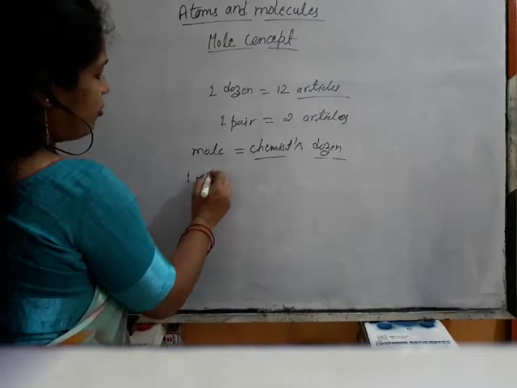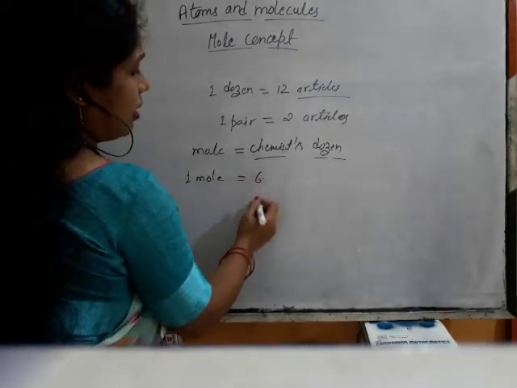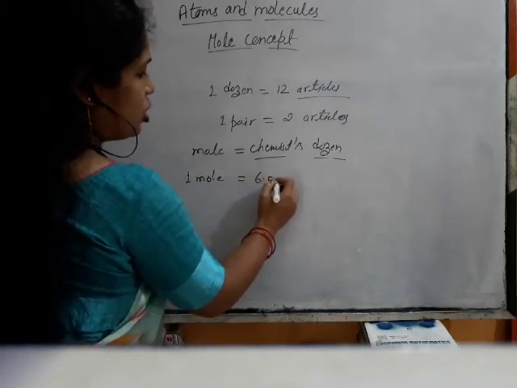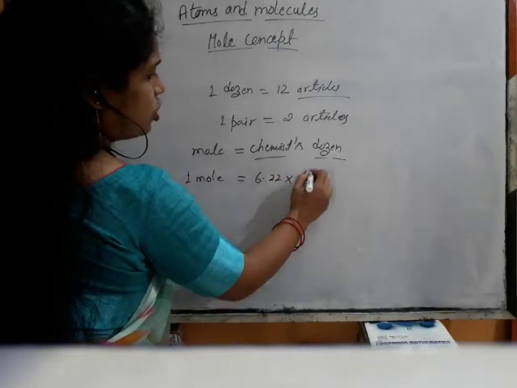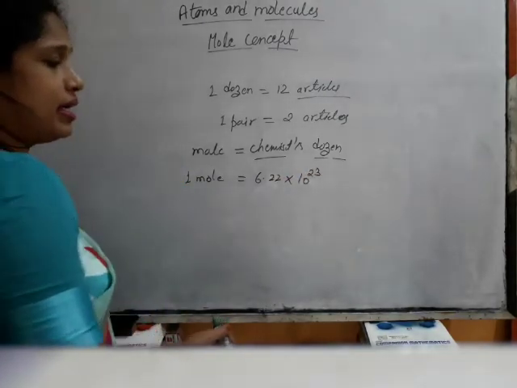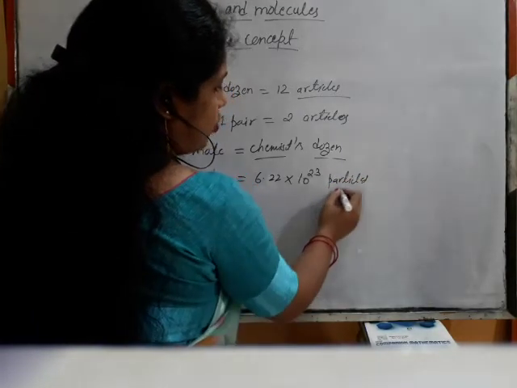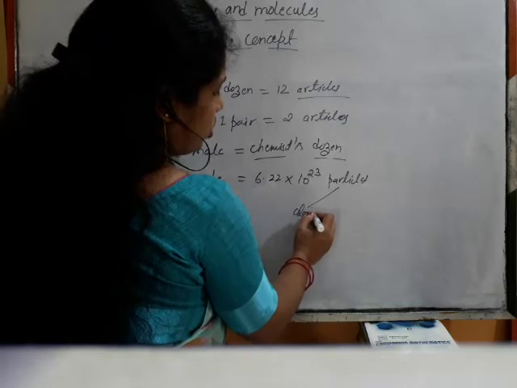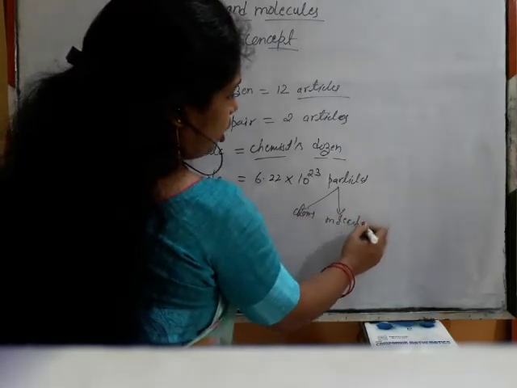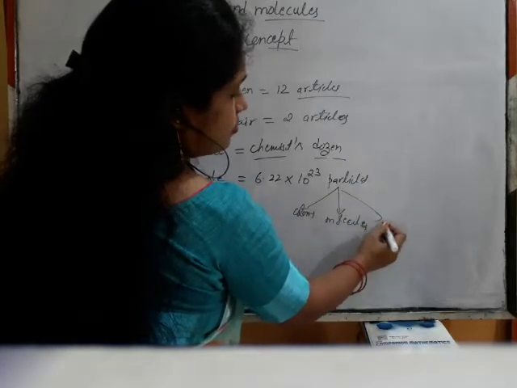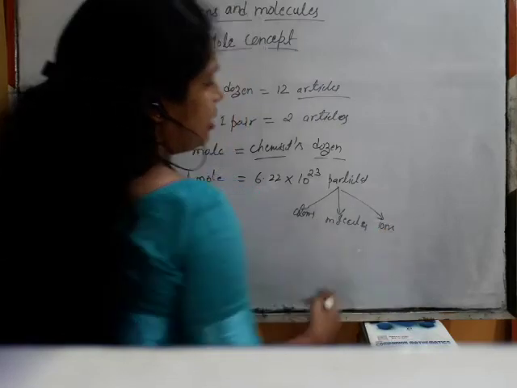So whenever I say 1 mole of anything, that means 6.022 into 10 raised to the power 23 particles. Now particles can be atoms, can be molecules, can be ions, can be anything.